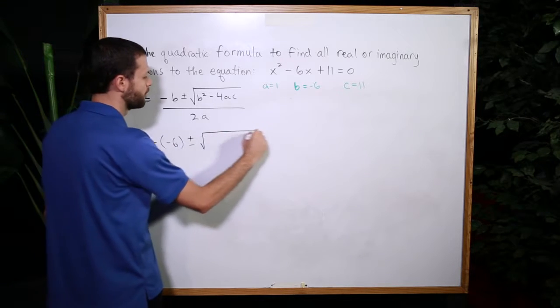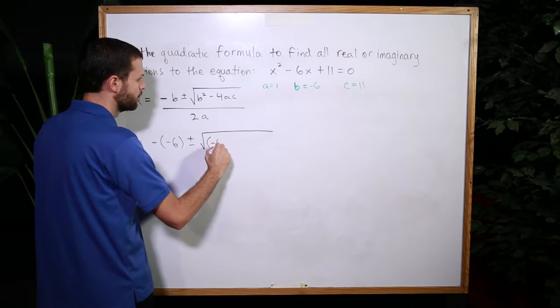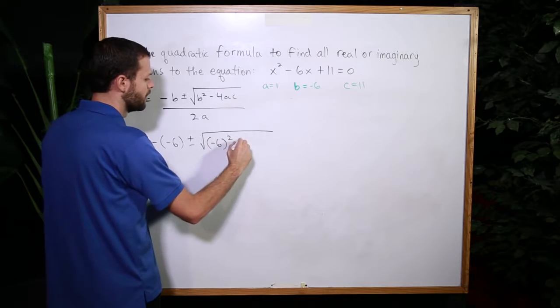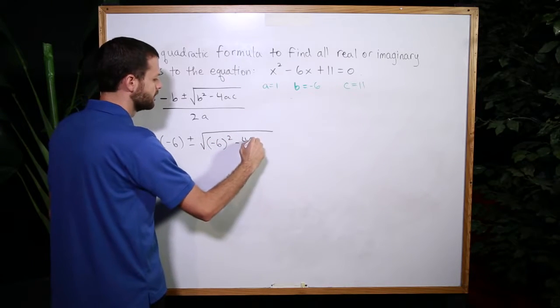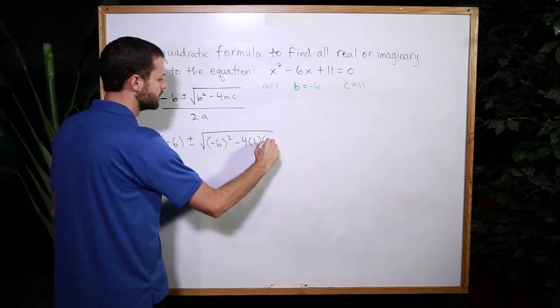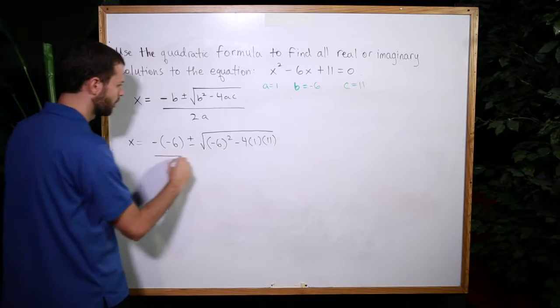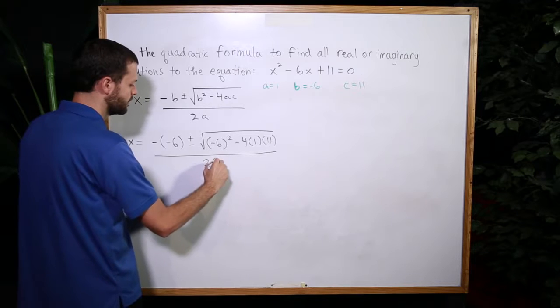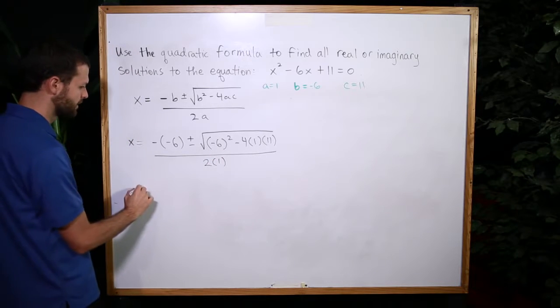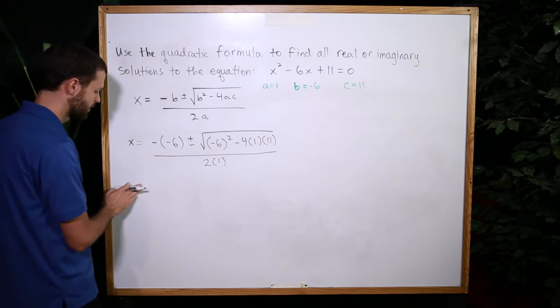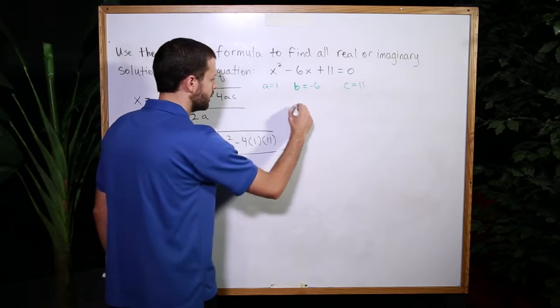Plus or minus the square root of b squared, which is minus 6 squared, minus 4ac. a is 1 and c is 11. All over 2a. So 2 times 1. We can then simplify this expression. Let's actually write it up here.